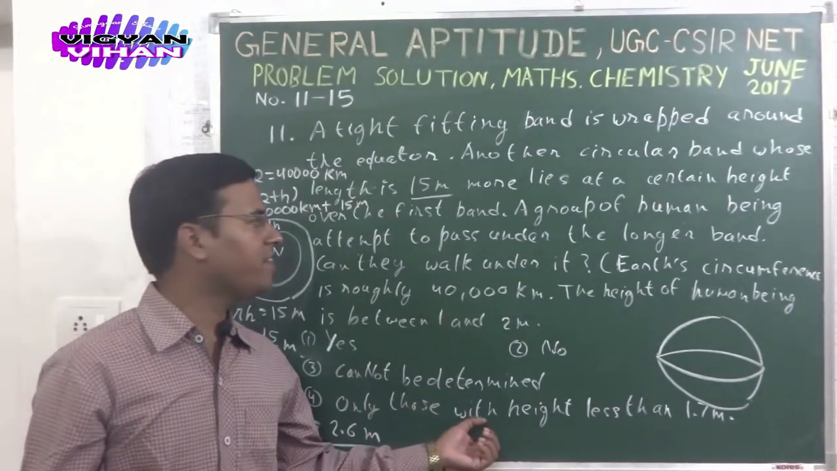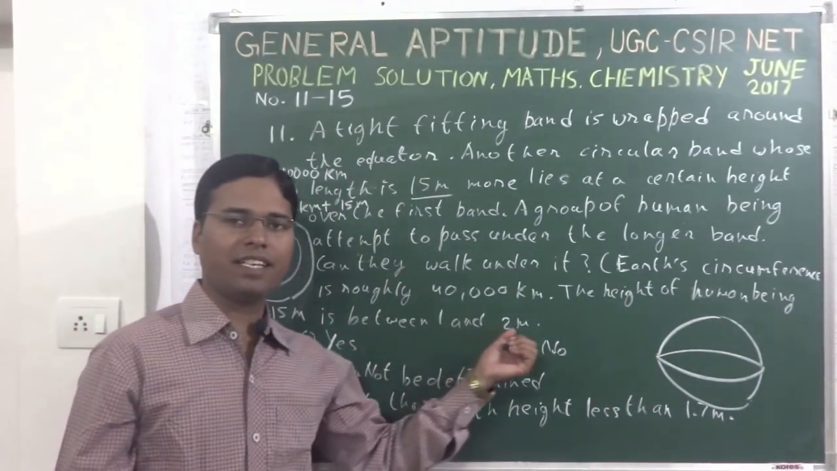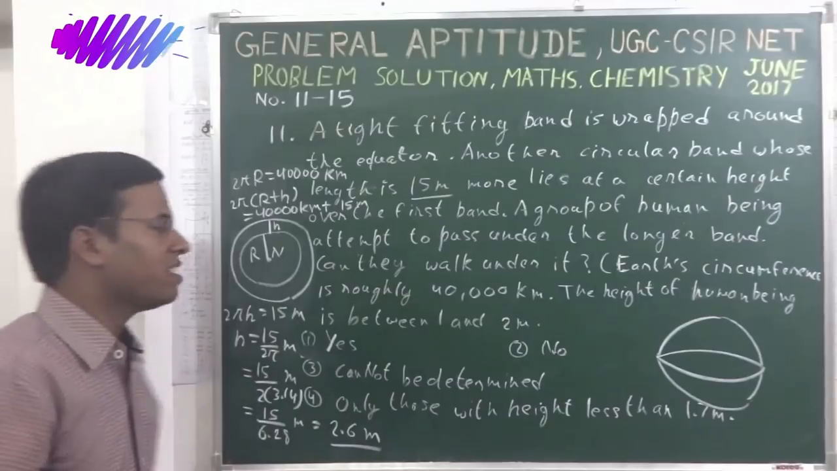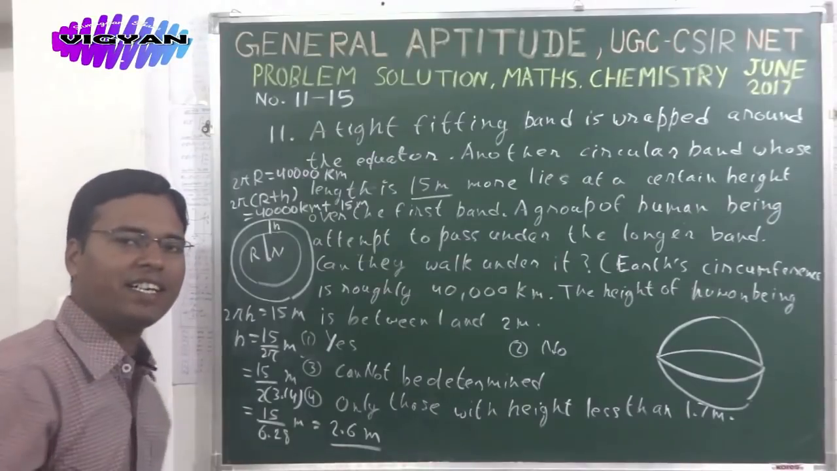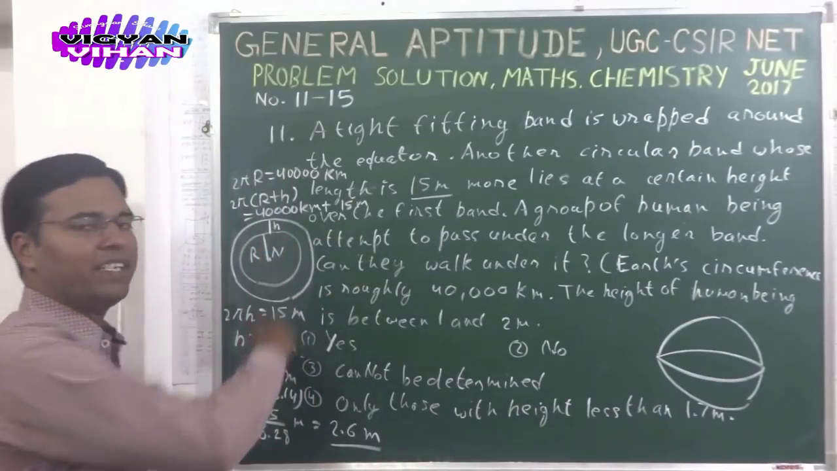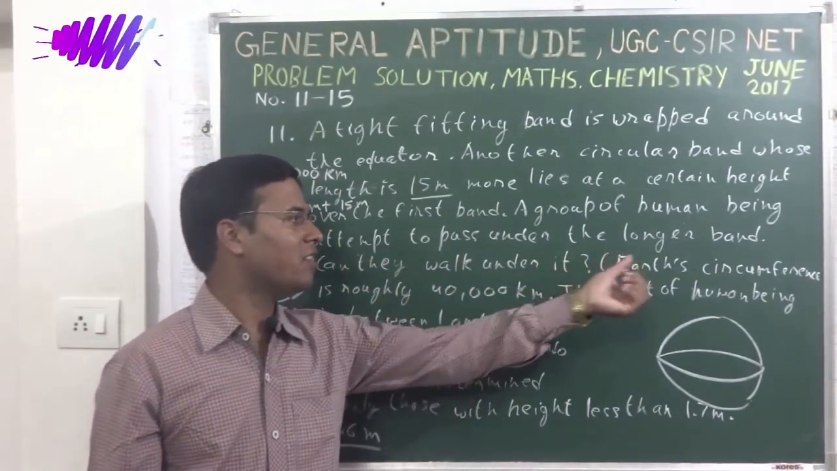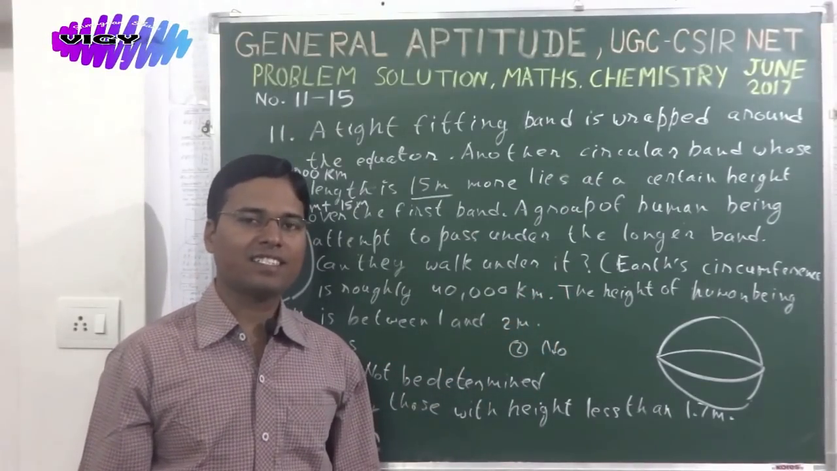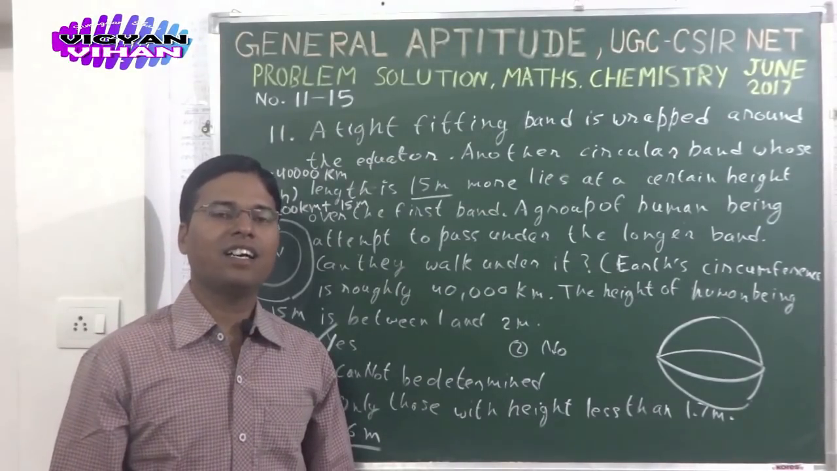Now, according to the given problem, the height of human being is between 1 meter and 2 meter. Then from the calculation, the distance between the Earth's equator and upper band would be equal to 2.6 meter. Then all the human being can pass under the above band. What question is asking? A group of human beings attempted to pass under the longer band. Can they walk under it? So the correct answer is yes. Option first, all the human beings can pass under the longer band.